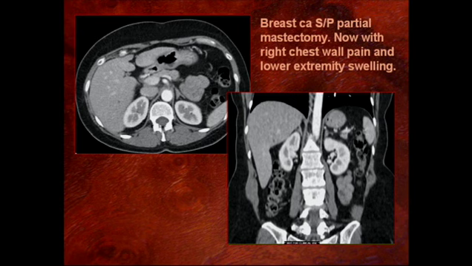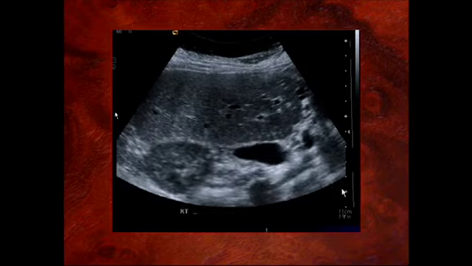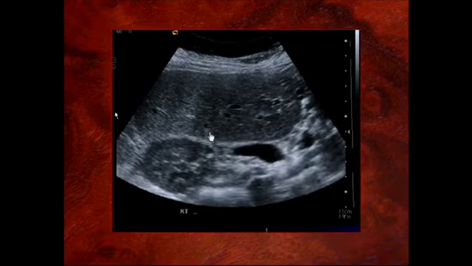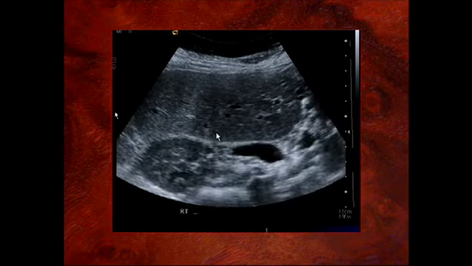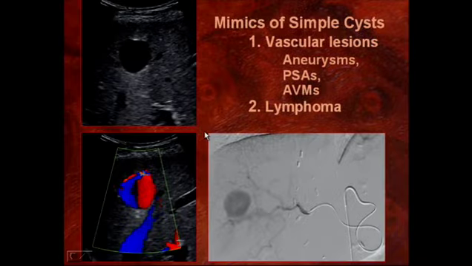And here's an example of a patient with breast cancer who is status post partial mastectomy, who presented with chest wall pain and lower extremity swelling. On her CT scan, on this axial and coronal reconstruction, you can see on both images a tiny liver lesion adjacent to the right kidney. On sonography, if you look closely, you can see that this corresponds to a very small cyst. And notice that the cyst is anechoic and still has increased through transmission, despite the size, as it's probably slightly less than 5 millimeters in size.